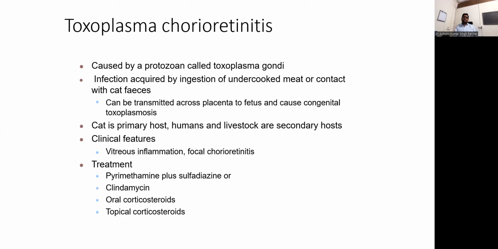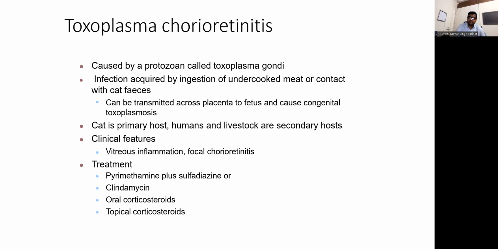So, another class, toxoplasma chorioretinitis. You know, toxoplasma is a protozoan. The causative agent is Toxoplasma gondii, which causes toxoplasmosis in humans. You know, everyone has read it in microbiology. The infection reaches the human body by eating undercooked meat or any food which is infected with the feces of pets, like cats.